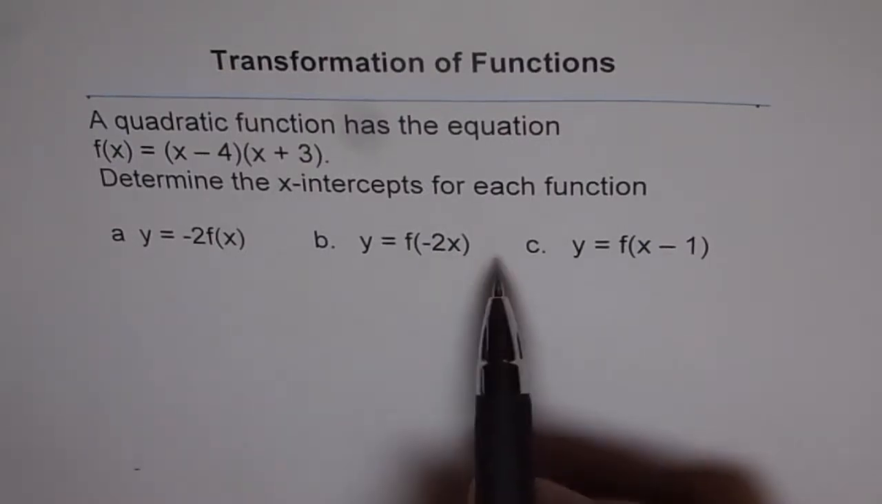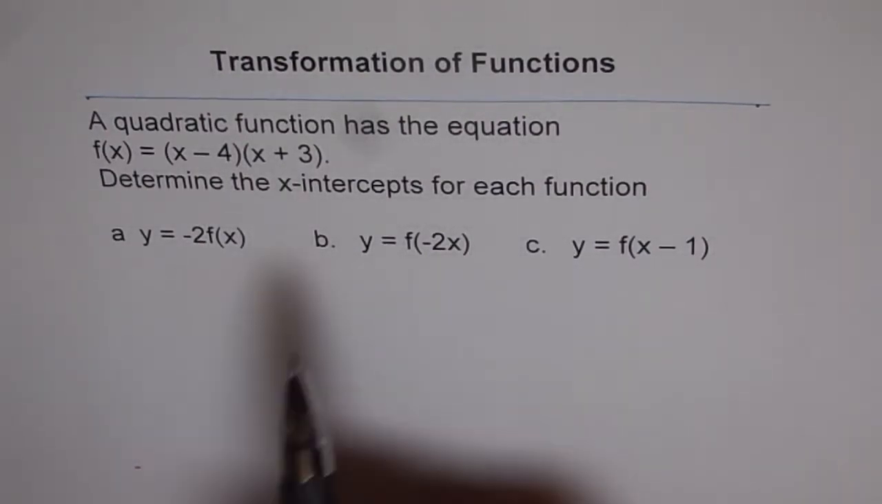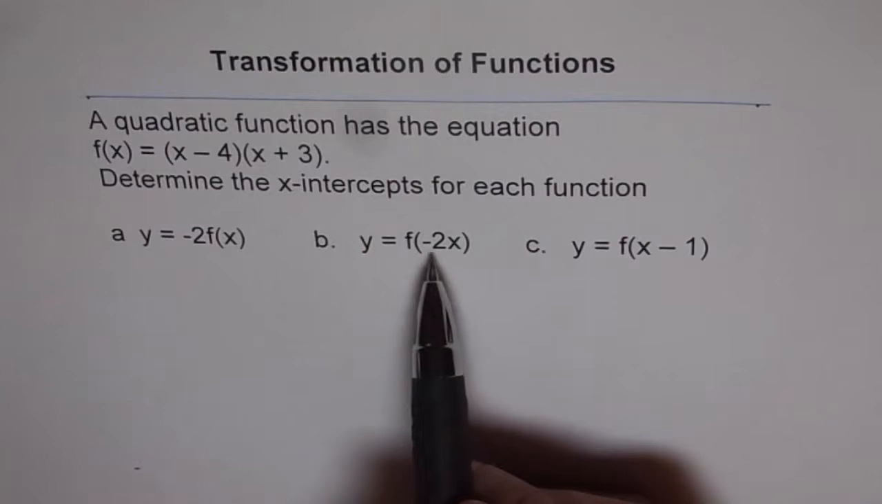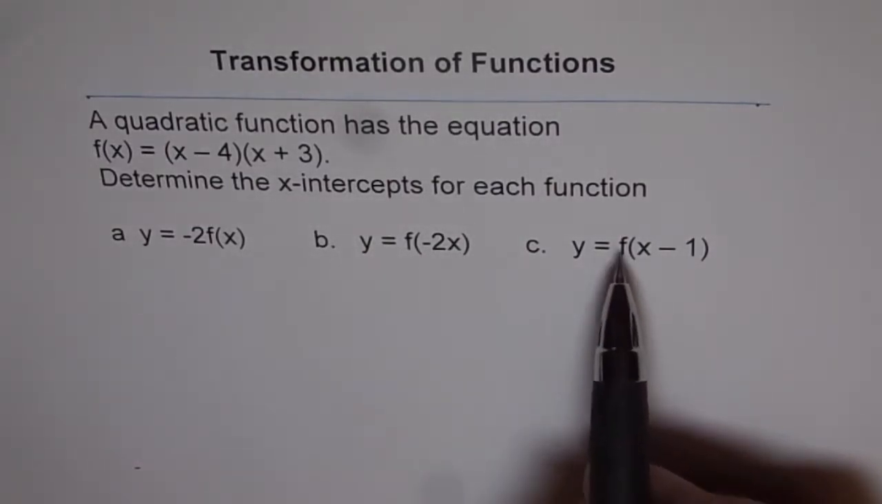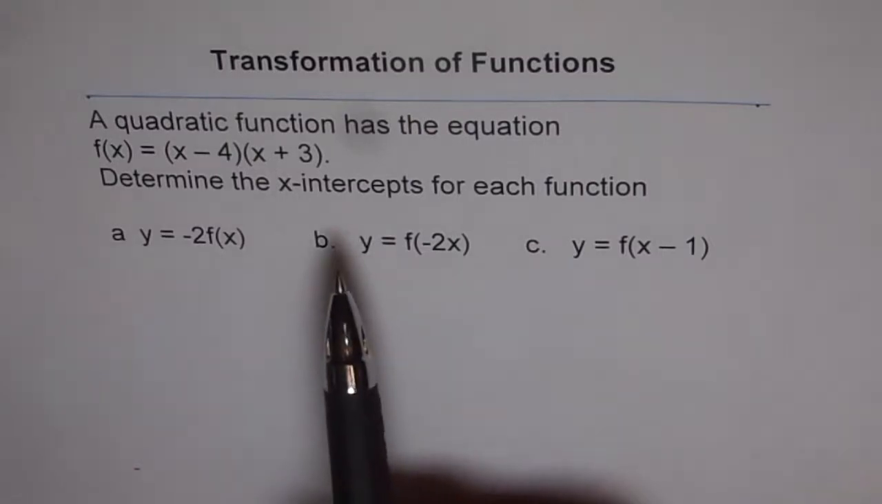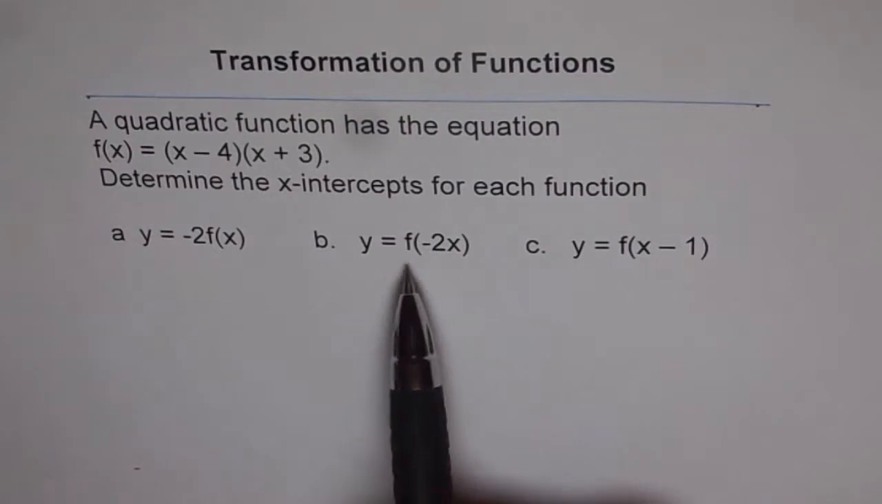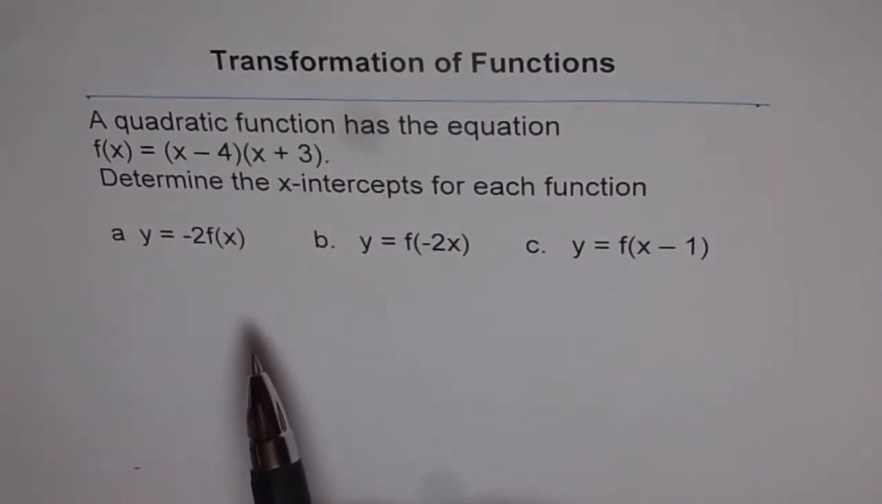Now here we have three functions. The functions are y = -2f(x), y = f(-2x), and y = f(x - 1). So you need to tell me the x-intercepts on these functions. When we transform the function, then where will they be? So their new location, or the image points of the x-intercepts.